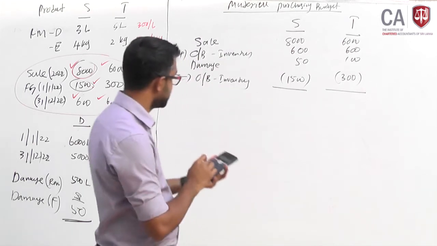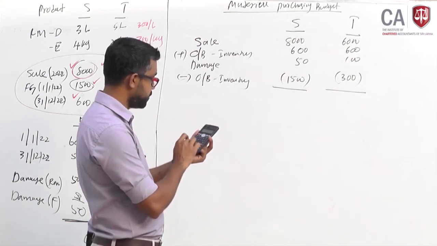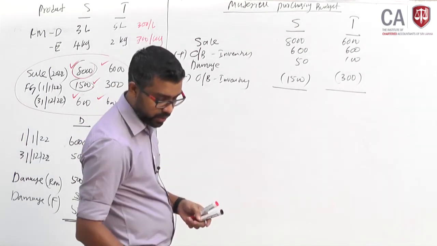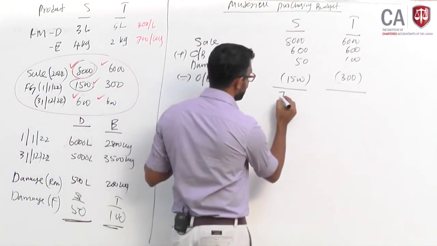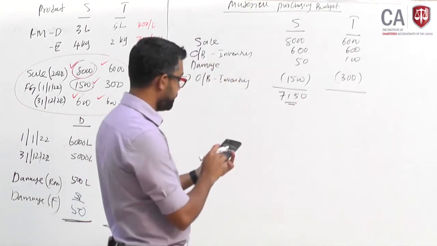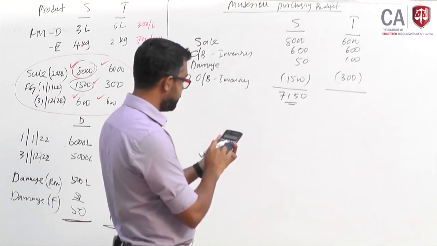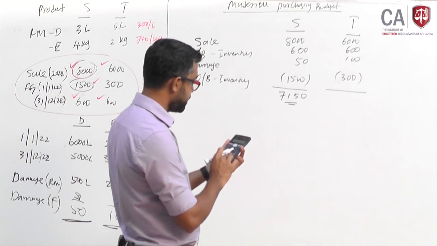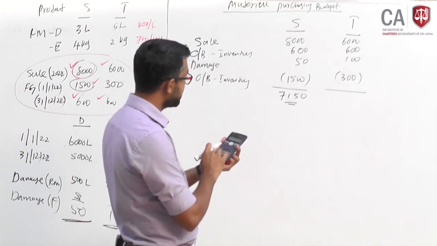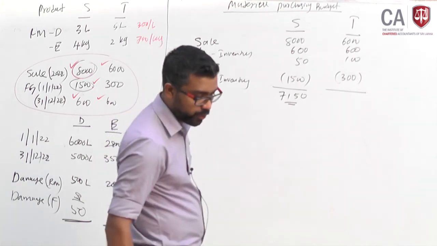Calculate. 8000 plus 600 plus 50 minus 1500, 7150 of S. T: 6000 plus 600 plus 100 minus 300. Sorry, 6000 plus 600 plus 100 minus 300. 6400.